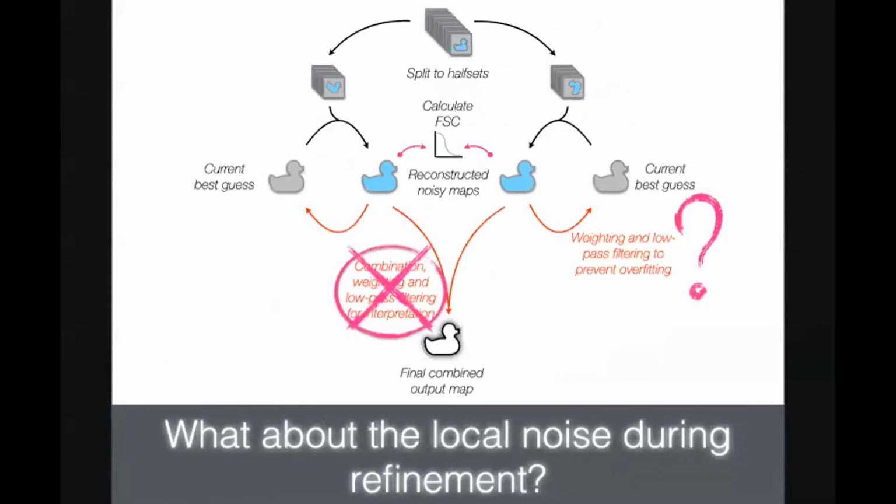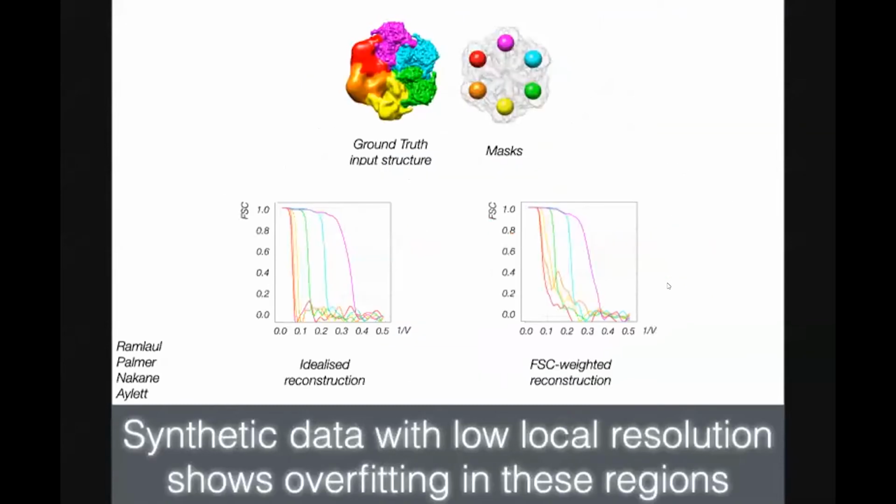So we know that if we don't account for local resolution when we're working with our final combined output maps, we get lots of uninterpretable noise in our final reconstruction. But what about during the refinement process? I said that we were weighting and filtering here as well. Isn't it bad to include the noise here too? Well, yes, of course it is, actually.